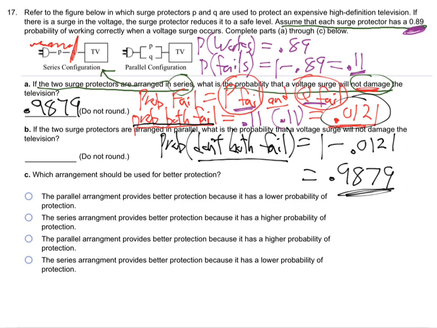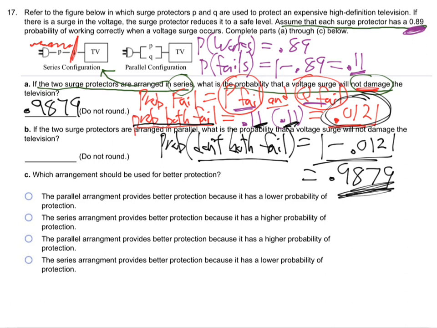That's the chance they don't both fail, because if they both fail, then the surge is going to hit the TV. What's the chance they both fail? 0.11 times 0.11, 0.0121. It's the chance they both fail. So the opposite of that, 1 minus that, is the chance they don't both fail. And so at least one of them works, and the surge is blocked.